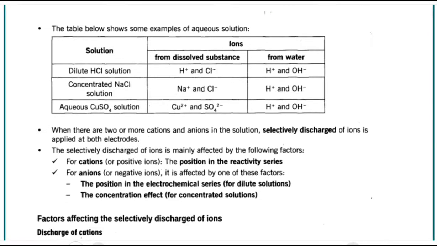So let's look. The table below shows some examples. Let's say, for example, we have a dilute hydrochloric acid solution, HCl, dissolved, giving H plus and Cl minus, as well as the water. It will give us the H plus ion, as well as what? The OH minus. Then we have concentrated sodium chloride. It would also give us the sodium ion, as well as the chloride ion.